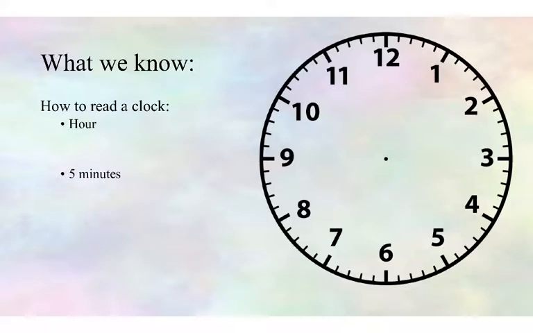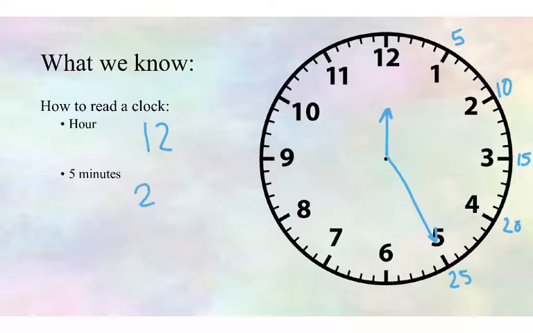So if I had a clock like this and the hour hand, remember the hour hand is shorter than the minute hand. The hour hand is pointing right here. What time would it be? If you said it was 12 o'clock, you would be right. And then my minute hand points down here. And remember, we count by fives to find the 5 minutes. So 5, 10, 15, 20, 25. So the minutes is 25.